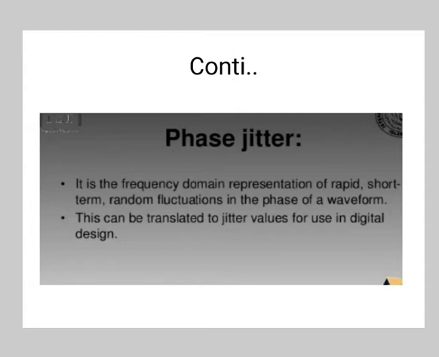The next is phase jitter. It is a frequency domain representation of the rapid short term random fluctuation in the phase of the waveform, and it can be translated to jitter values for use in digital design.